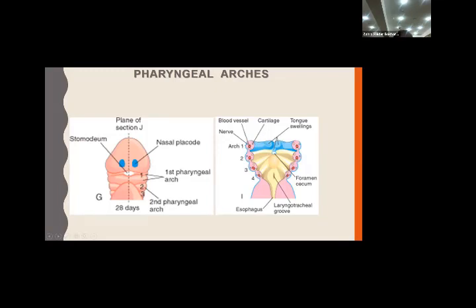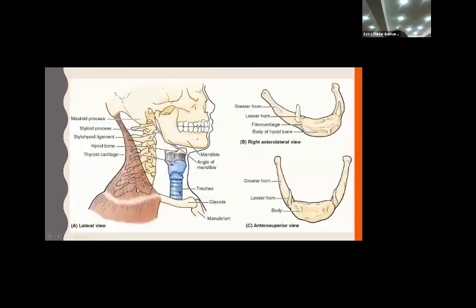The first is the first to develop, then this is the second arch, then the third arch, and in total 6 arches develop. This is how it develops. First arch, second arch, third arch. Okay, this is the mouth. Developing mouth. This is just to show you what things are.